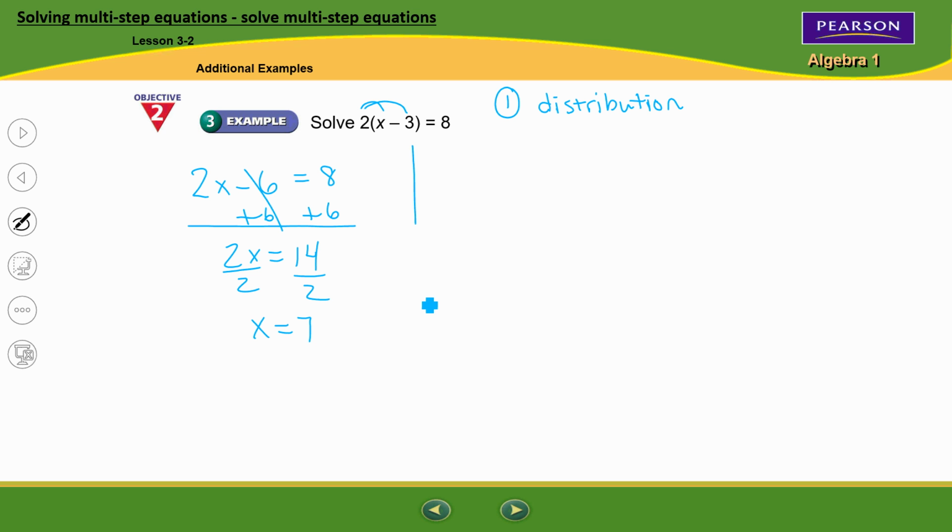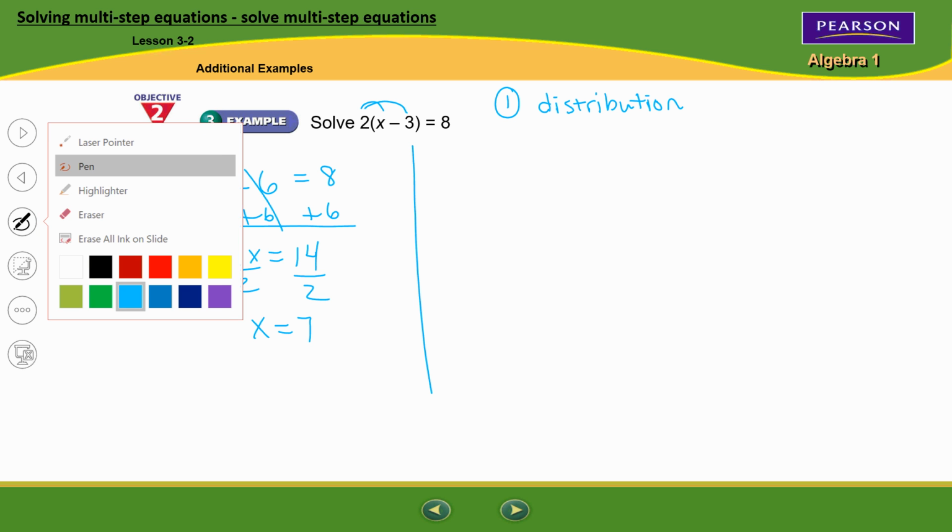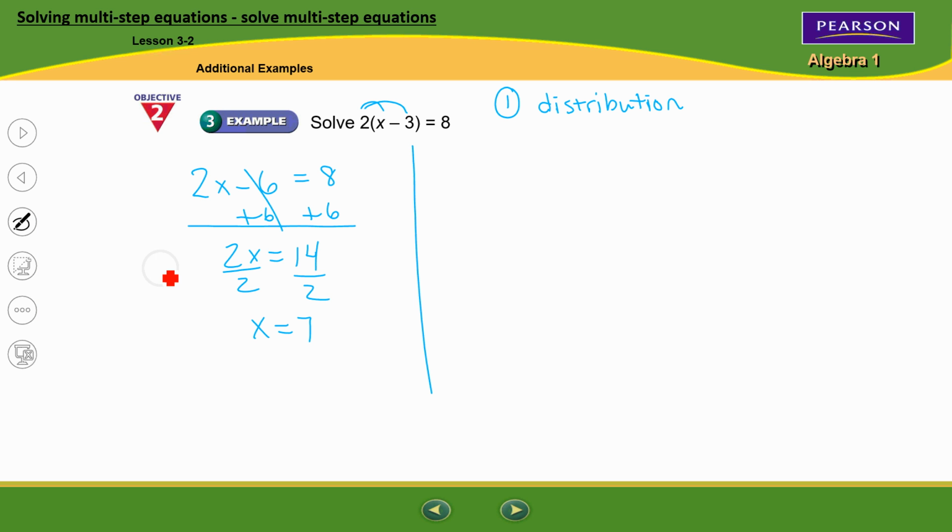Here's a different way. Option number 2. I'm going to change color so you know it's a different method here. And we don't get confused. So this would be kind of like the reverse order of operations, just like you normally would solve an equation. So how does that look? Well, we've got 2(x - 3) equals 8.